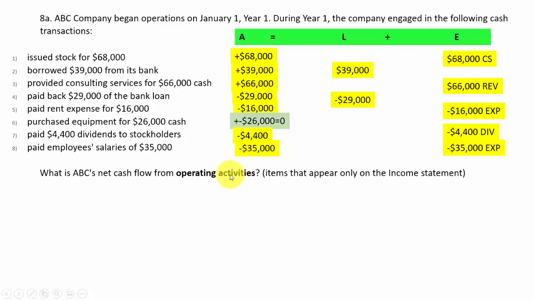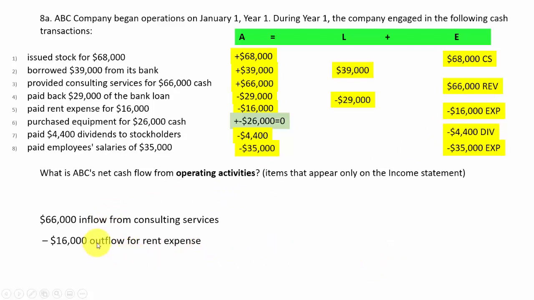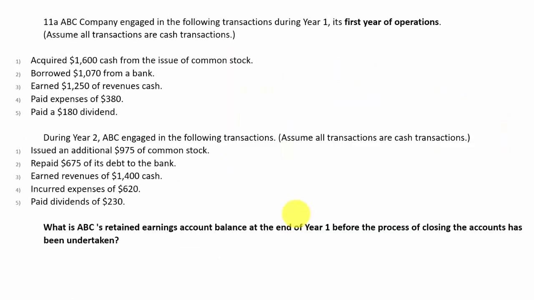So operating activities would be $66,000 from consulting services, that's revenue, minus the outflow for rent expense, which is $16,000, we paid for that, minus the salary expense, we paid for $35,000. So combining all these things together, our net cash flow from operating activities would be $15,000, and it's a plus, so it's an inflow.